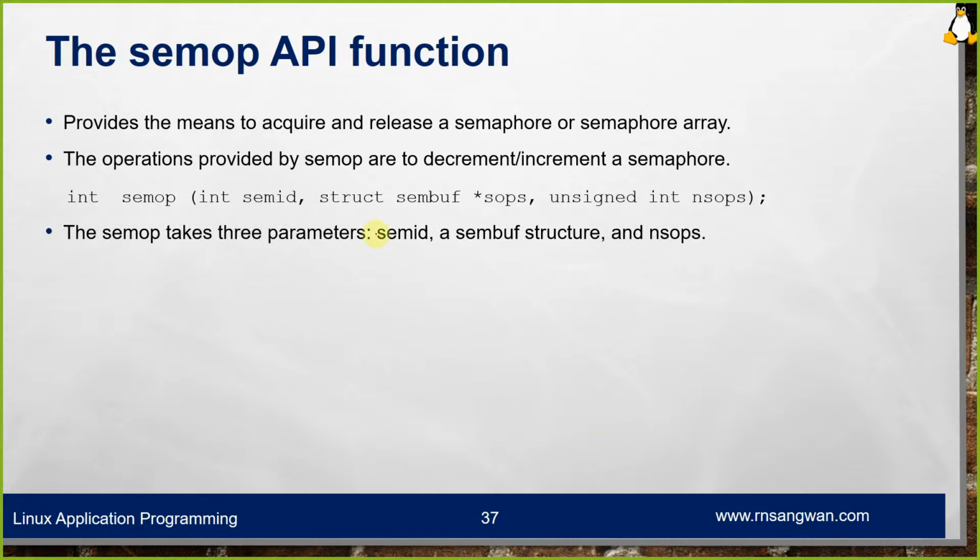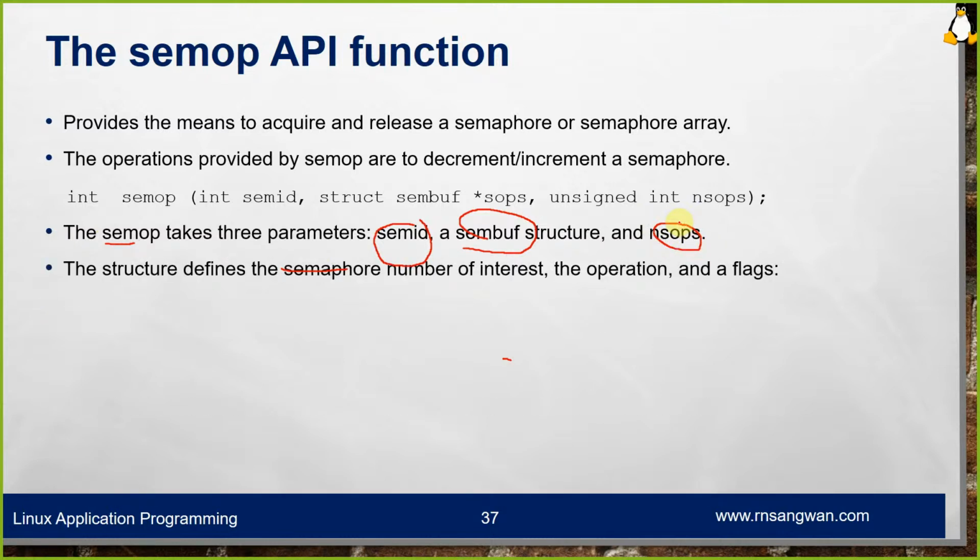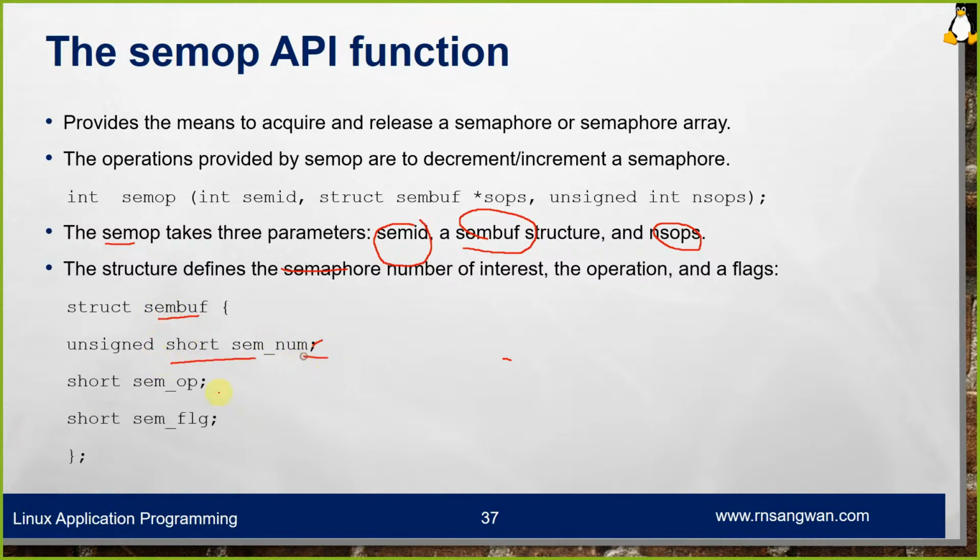The semop takes 3 parameters: sem_id, the sembuf structure, and nsops. The structure defines the semaphore number of interest, the operation, and a flag. So struct sembuf has: unsigned short sem_num, short sem_op, and short sem_flg.